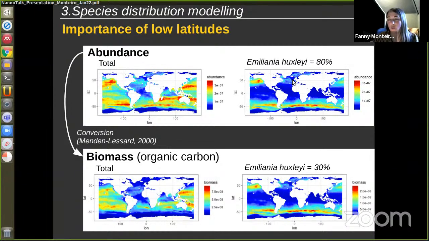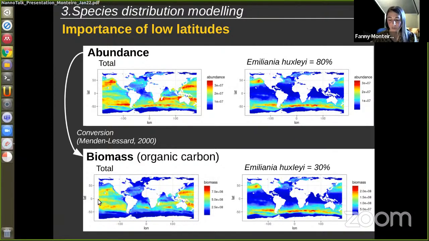But then what we did is convert this abundance into biomass, which really transformed our estimates for Emiliania huxleyi. Instead of being 80% of the abundance, Emiliania huxleyi accounts for 30% of the biomass in organic carbon biomass. And that's because Emiliania huxleyi is a really small coccolithophore, so that actually really reduces their contribution. And that's really important. Biomass is more relevant for climate than the abundance, so it's always important to do the conversion. But what we see looking at the total biomass is that there's really high biomass in the low latitudes.